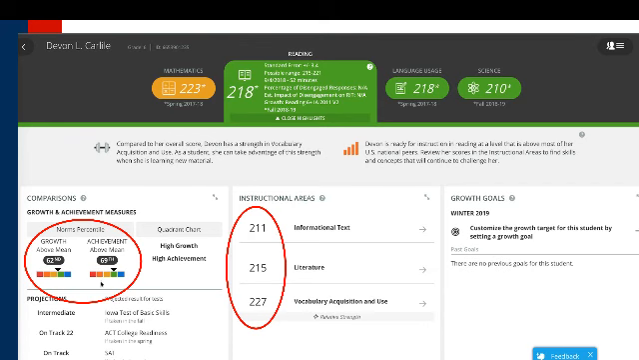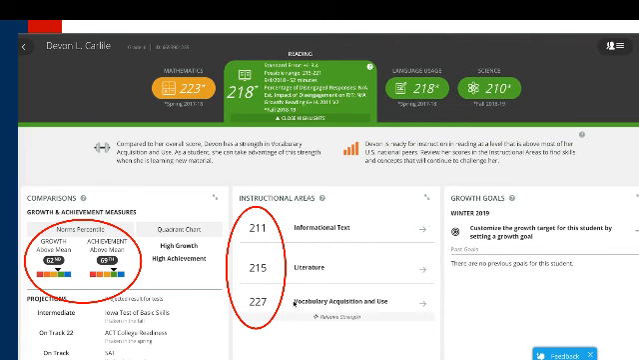Over here on the left, it tells you the growth and achievement. So growth, this student was growing at the 62nd percentile, or better than 62% of students in the norm study that took this test at this age. And the achievement was at the 69th percentile. This quadrant chart, which I'm going to show you in a minute, shows that this student would be in the high growth, high achievement quadrant, which is where we want our students to be.